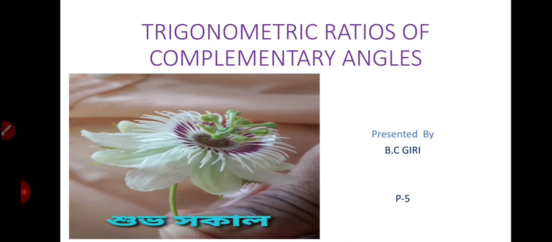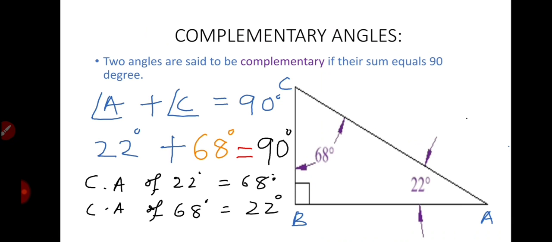Hi, young friends. Today we are going to learn about trigonometric ratios of complementary angles. Okay, so let's start. So, what are complementary angles? Two angles are said to be complementary if their sum equals 90 degrees.